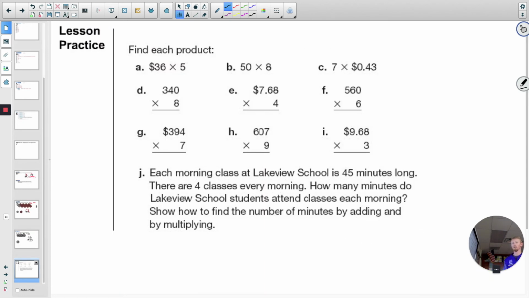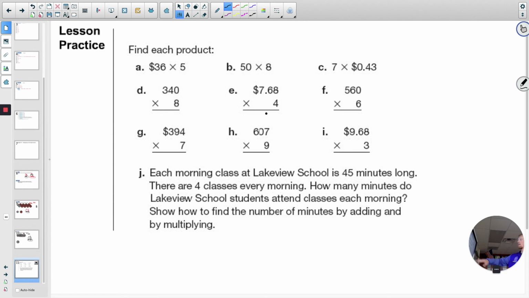All right, here is your lesson practice. This is what it looks like. If you have any questions on these, make sure you ask me during math class. When you're multiplying the money, make sure you don't forget about that decimal spot. That's usually where students mess up.